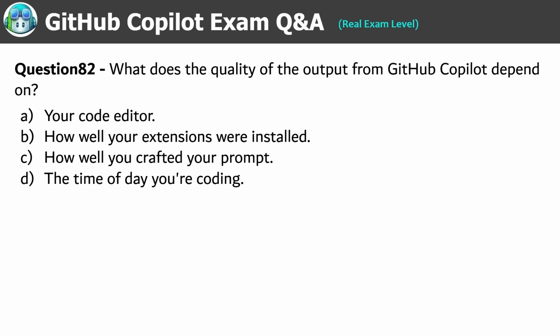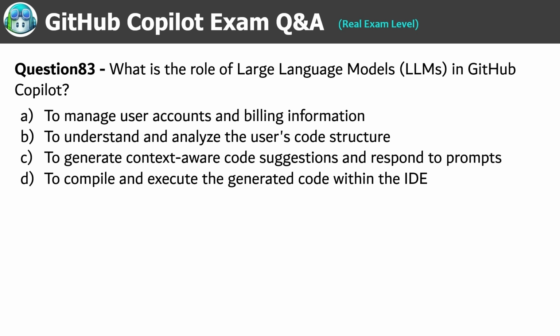Question 82. What does the quality of the output from GitHub Copilot depend on? And the answer is how well you craft your prompt. So it depends on how well you are writing your prompt. So the answer is C.